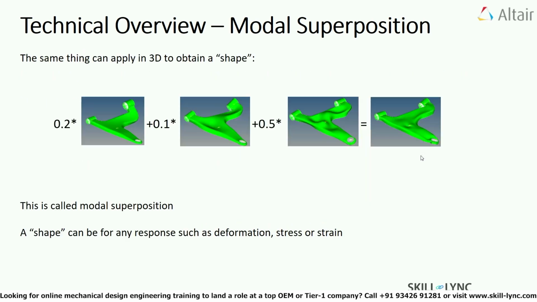The same concept of signal processing and modal superposition can be applied to flexible bodies in 3D to obtain a shape. As you can see in the current slide, the images that you see here are of a flexible lower control arm. For instance, a coefficient or modal participation factor of 0.2 is multiplied with the first 3D shape, which is combined with the second modal participation factor multiplied to the second 3D shape, again summed to the third modal participation factor multiplied by the third 3D shape to finally give the deformed shape of the structure. The 2D signals can be related to the 3D shapes of the structure. This is called modal superposition. When I say shape, it can be for any response such as deformation, stress or strain.